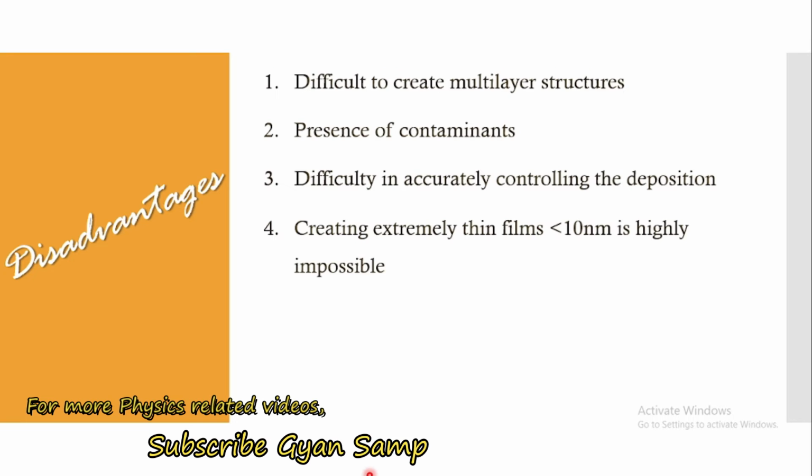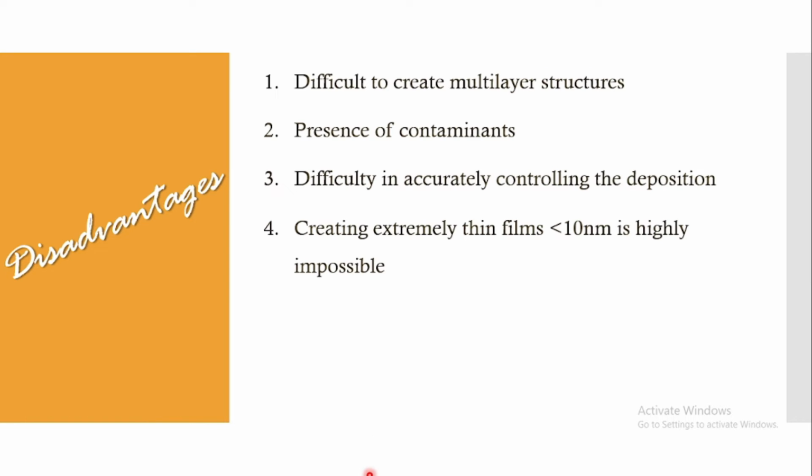Then if we need to create or deposit an extremely thin film, it is highly impossible, especially when the film thickness goes below certain nanometers, that is less than 10 nanometers. So such monolayers or films cannot be produced using spin coating.